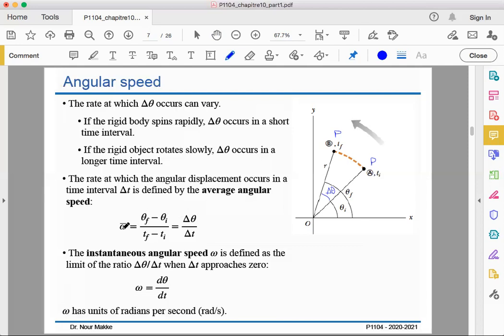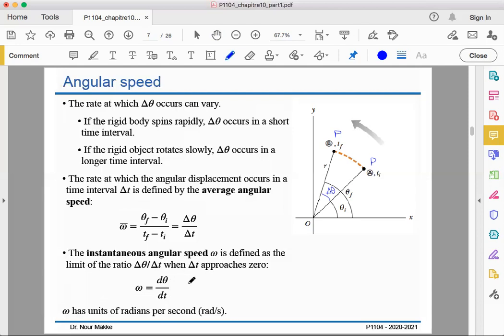So the average angular speed is given by omega bar or omega average. Both are valid. Now, let's move on with the instantaneous angular speed. If we are not looking at a given time interval, which is quite defined, but if we are looking at a very short time interval in such a way that delta t approaches zero, then in this case, we don't talk any longer about the average angular speed, but we consider the instantaneous angular speed, which is in this case defined by the derivative of theta with respect to time, and omega has units of radians per second.